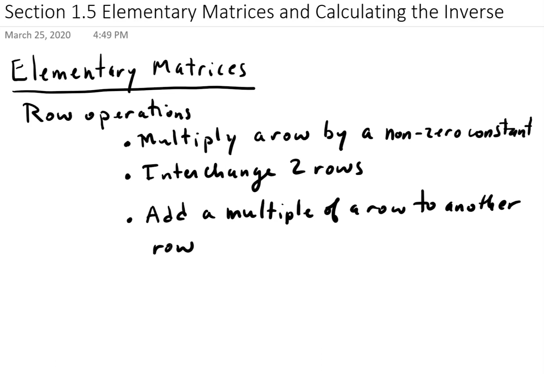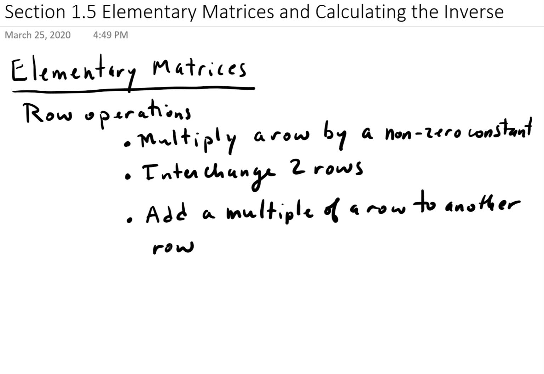Hi, so this section is about something called elementary matrices, and we're going to see a way of calculating the inverse of any matrix. We saw in the previous section how to do it for a 2 by 2 matrix, but what if I have a 3 by 3 matrix? We're going to see a way that's based on Gaussian elimination to calculate the inverse. But first we start with elementary matrices.